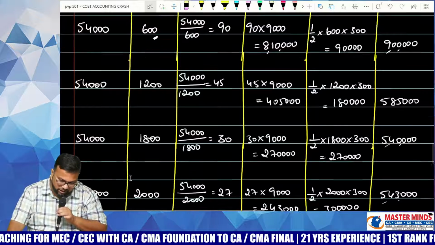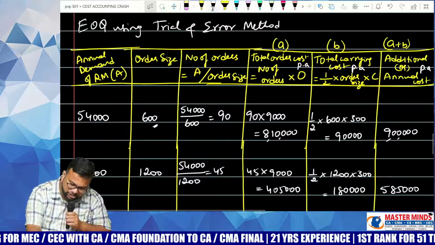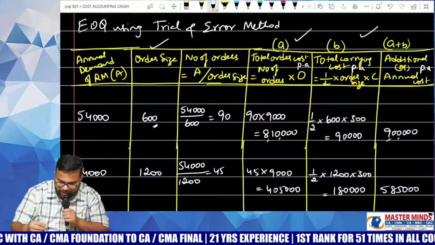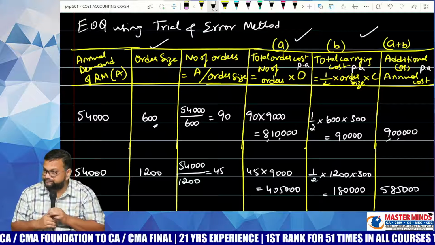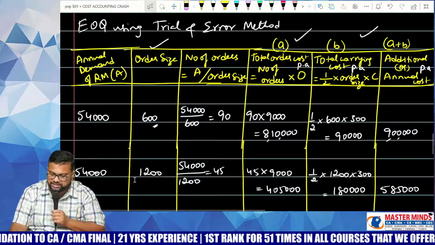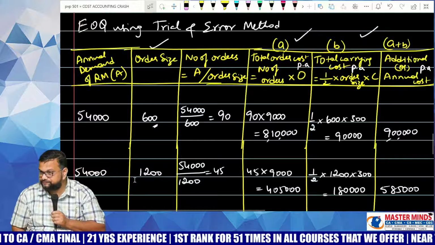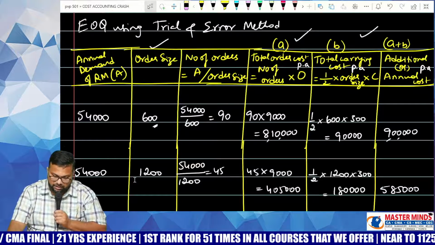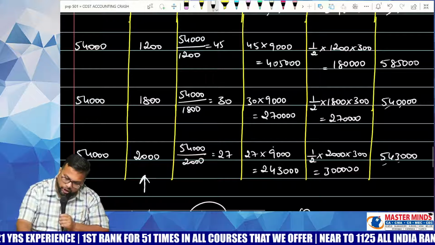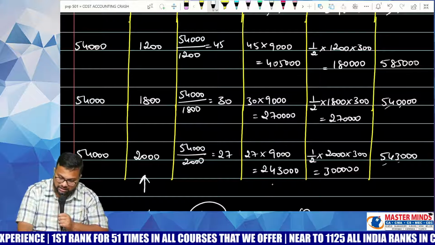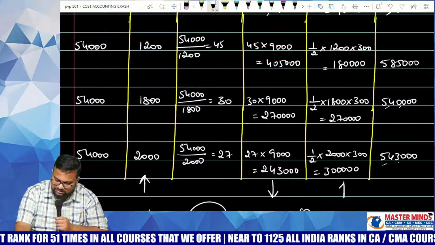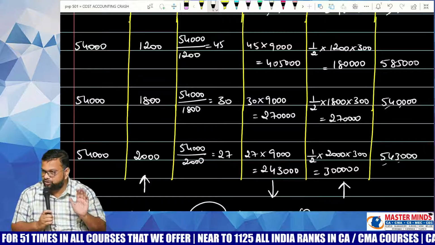And one more thing, try to identify the relationship between order size, total ordering cost and total carrying cost. What is the relationship of total ordering cost with order size, and total carrying cost with order size? As the order size increases, is ordering cost increasing or decreasing? Decreasing. But carrying cost is? Have you observed that one?